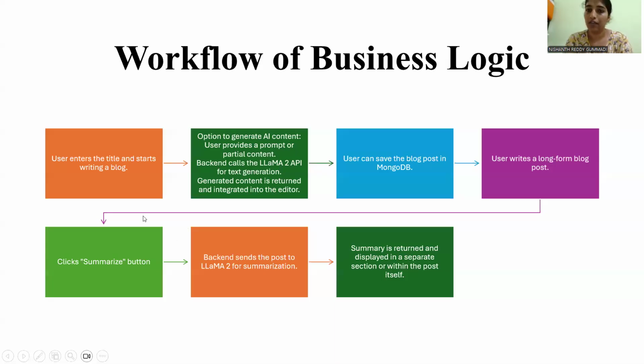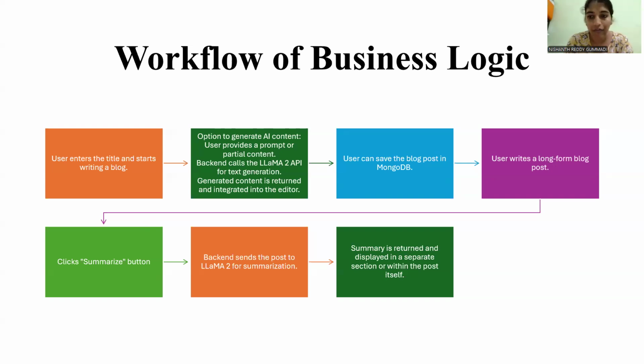Workflow. Workflow of business logic. User enters the title and starts writing blog. And here we have an option to generate AI content where user provides prompt or partial content and backend calls the model for text generation. The generated content will be returned and integrated into the editor. User can save the blog post in MongoDB.